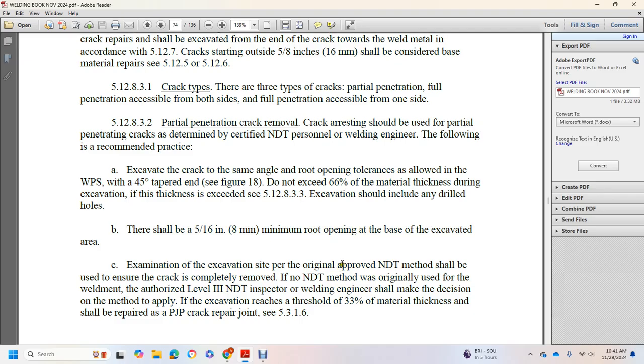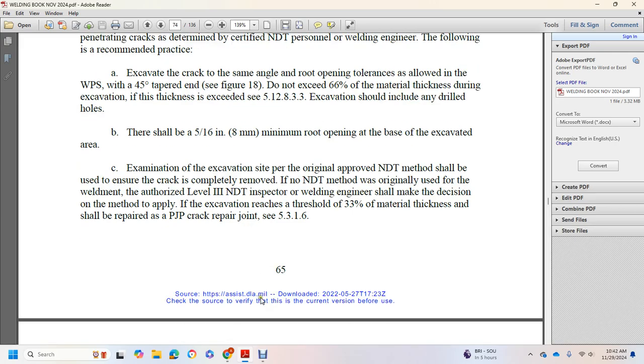Examination of the excavation site: the originally approved non-destructive testing shall be used to ensure that the crack is completely removed. If no non-destructive test was originally used for the weldment, an authorized Level 3 non-destructive test inspector or weld engineer shall make the decision on the method to apply. If excavation reaches 1/3 of the material thickness, it shall be repaired with a partial joint preparation, crack joint repair.